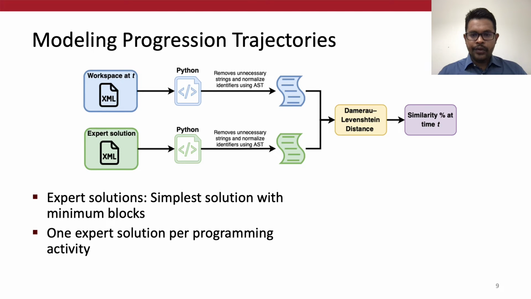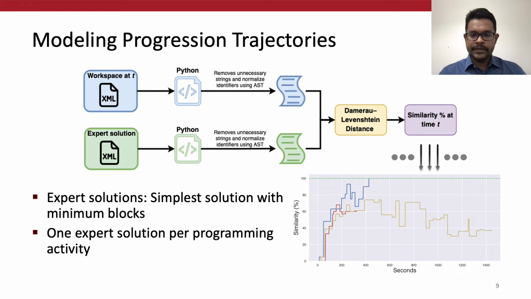Now let us understand how we modeled our progression trajectories. We converted a workspace snapshot at time t to the corresponding Python code. Then we used AST to remove comments, whitespace, and to normalize variable names. We repeated the same process using an expert solution for that particular programming activity. After that, we calculated the Damerau-Levenshtein distance between the workspace at time t and the expert solution. The distance is then converted to a percentage to calculate the similarity. By plotting consecutive similarities at time t, t+1, and so on, we created a time series representation of our students' progression towards a solution. In other words, a progression trajectory.